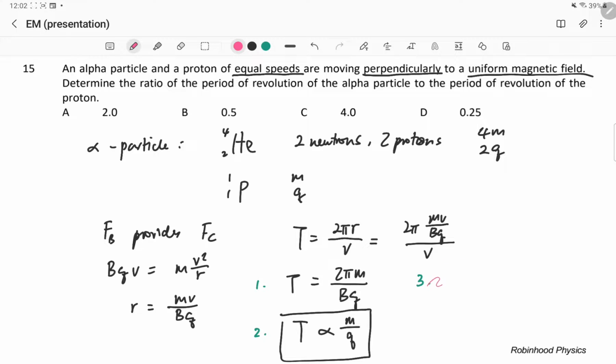Once we have this, T of the alpha to T of the proton: terms which are proportional appear in the same order. So mass alpha over mass proton, times charge alpha over charge proton, and the denominator flips around. So you have 4 times a half, which equals 2.